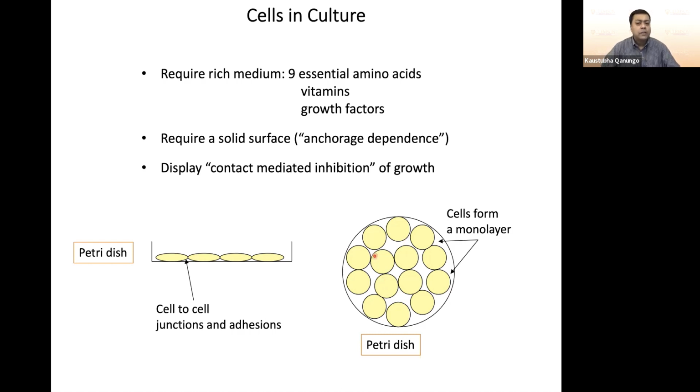They will divide 50 to 100 times and then they will die off. And there are lots of cells which are derived from the cancerous tissue, which are called immortal cells. They will divide indefinitely and they may not have contact-mediated inhibition of growth. So they can grow in piles, and they can even grow in suspension cultures. We utilize these to produce many different products in animal cell culture, because you can grow a much larger number of cells in a fermenter than in a flask.